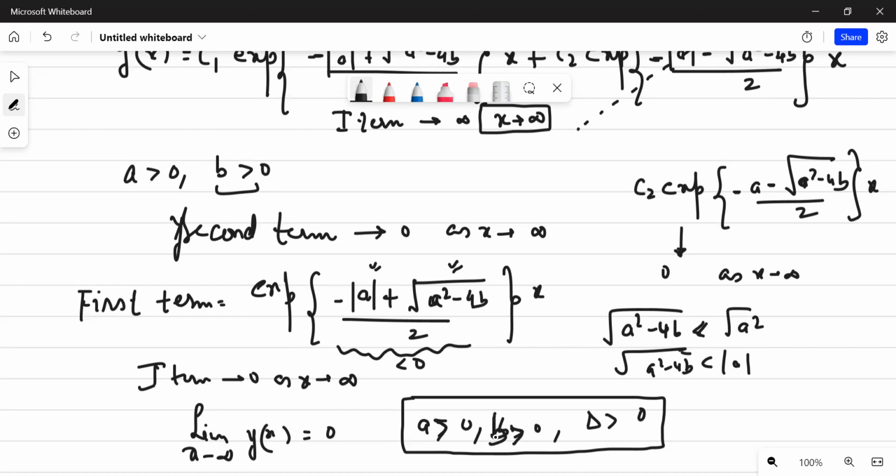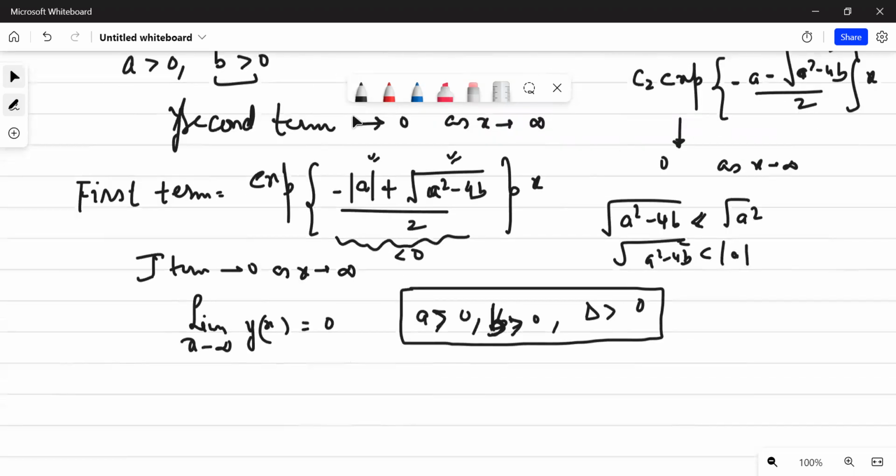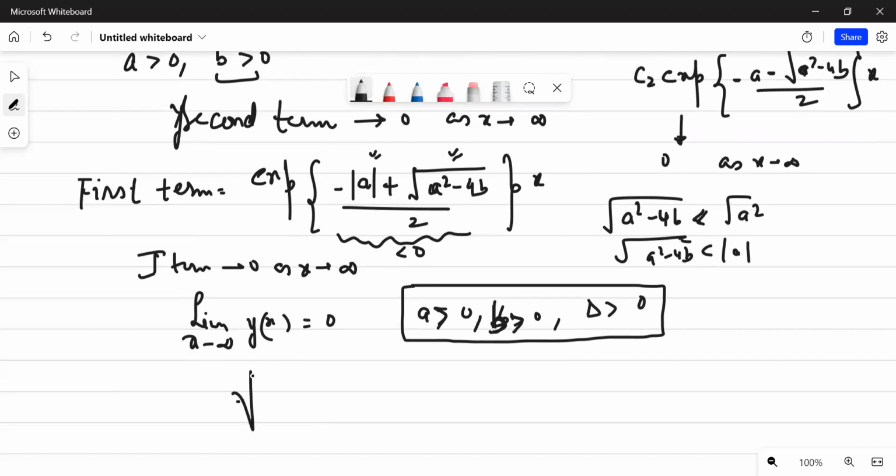सर ये जो लास्ट में अभी समझाया वो एक बार फिर बताइए. देखो, if a is greater than 0 and b is greater than 0, understand the fact that root over a square minus 4b in that case would be less than root over a square. देखो क्यों? क्योंकि a square में कोई चीज घटा रहे हो, ठीक है? Because now b is greater than 0.